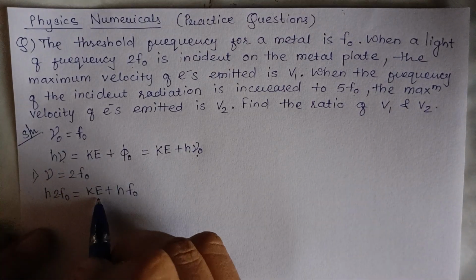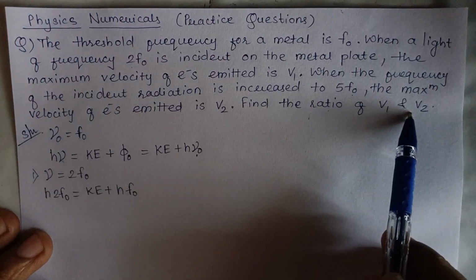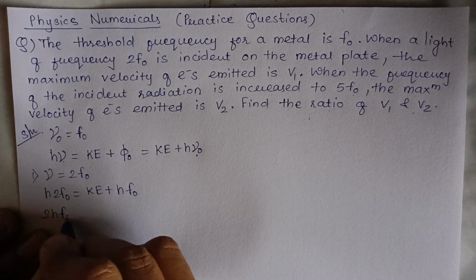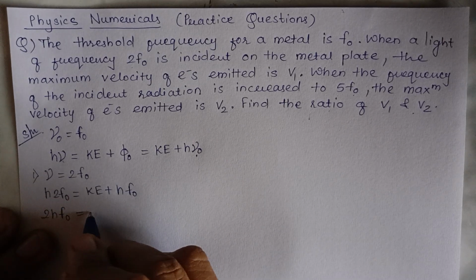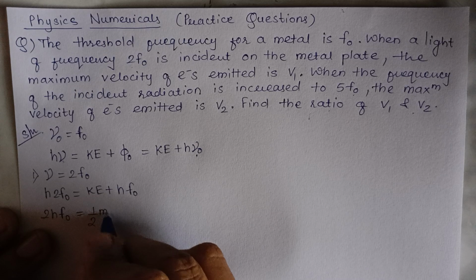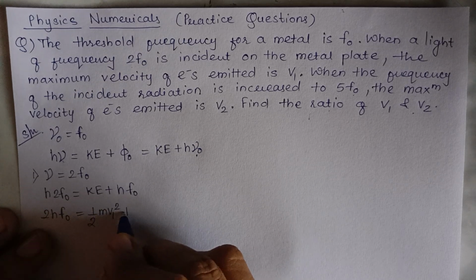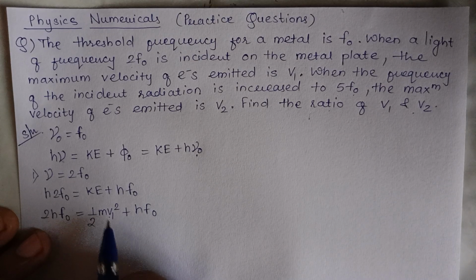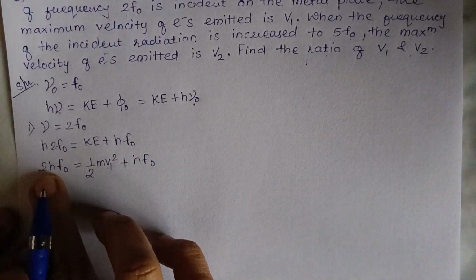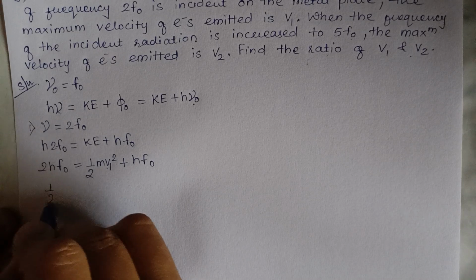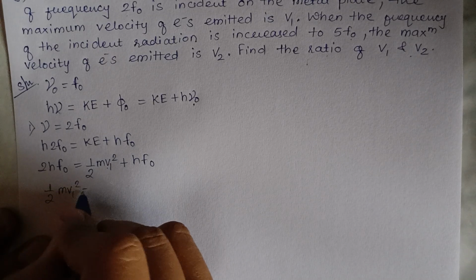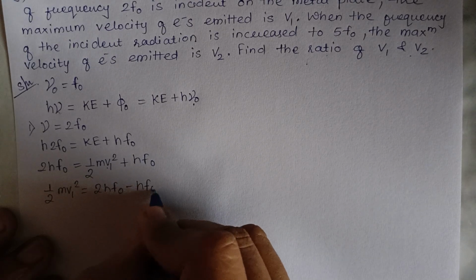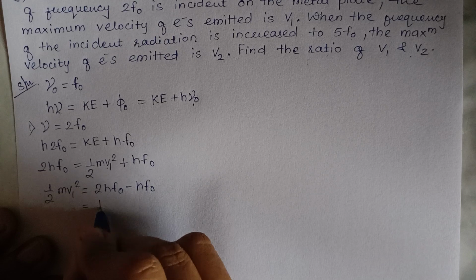So we want the ratio of V1 upon V2. Now how will we obtain V1 upon V2? If I substitute kinetic energy, that is half m V1 square, so here we have V1. Now I'll take this here. So this is 2hF0 minus hF0. So 2 minus 1, 1. So hF0.